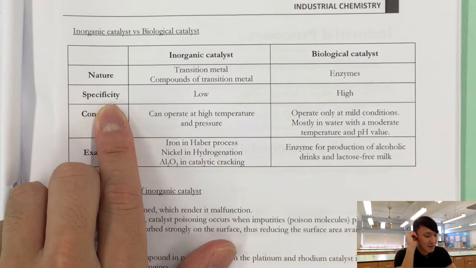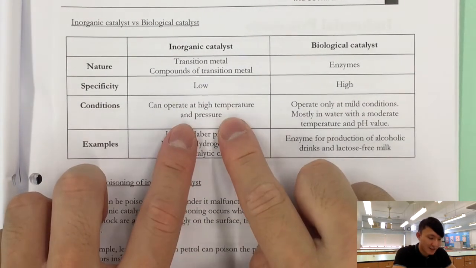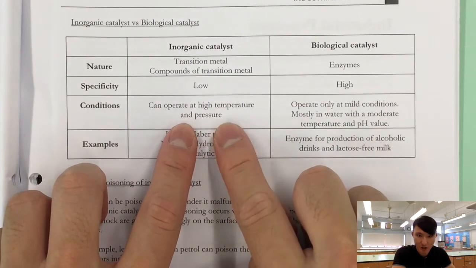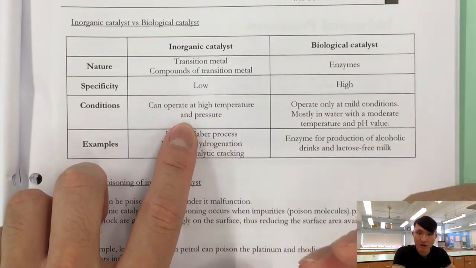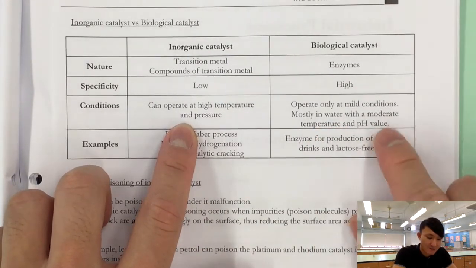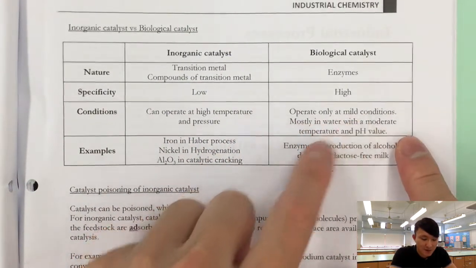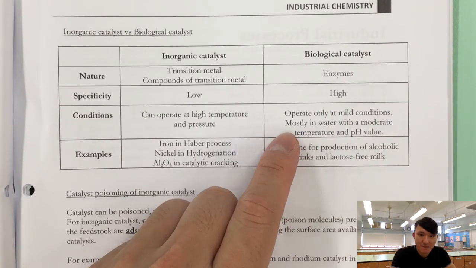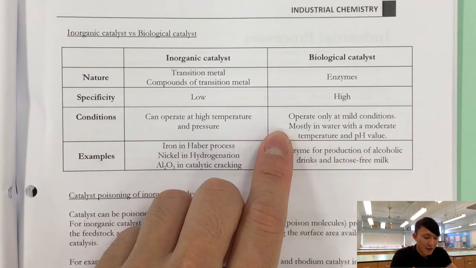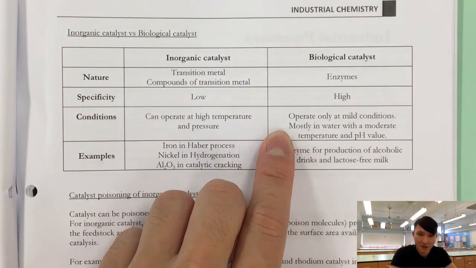Okay? Now, down here, what about their operating conditions? For inorganic catalysts, it can operate at high temperature, high pressure. It can also be operated at low temperature, low pressure. So it has a higher tolerance to extreme conditions. Whereas for biological catalysts, it can only operate at mild condition. This is because enzyme is protein in nature. Having extreme condition will damage, or we call it denature, the enzyme, and therefore making it malfunction. Therefore, mild conditions are used.